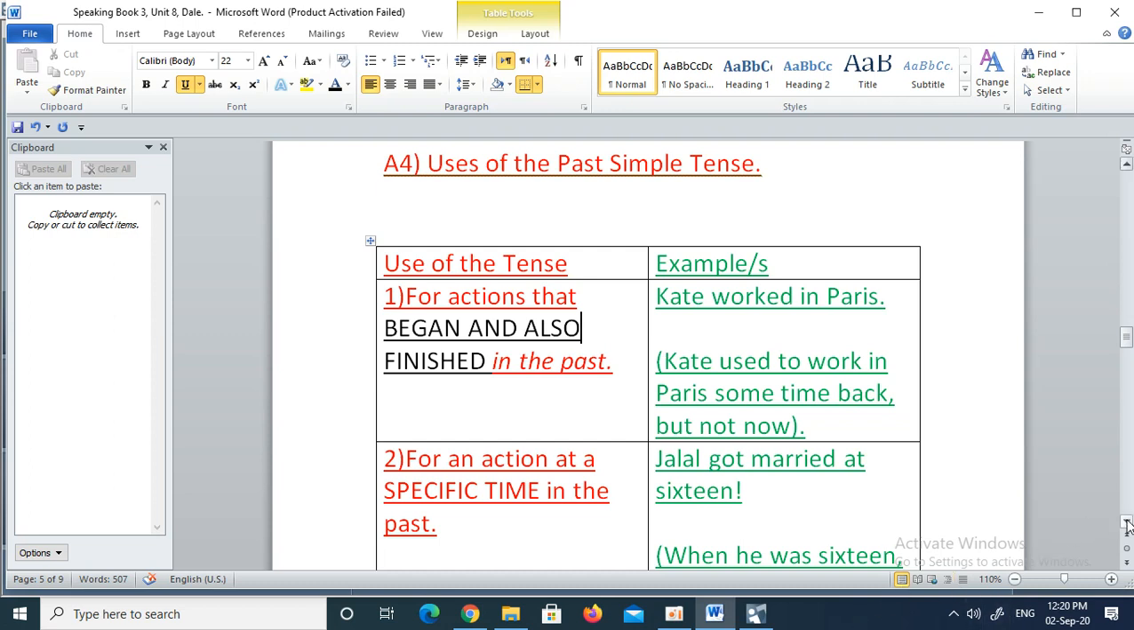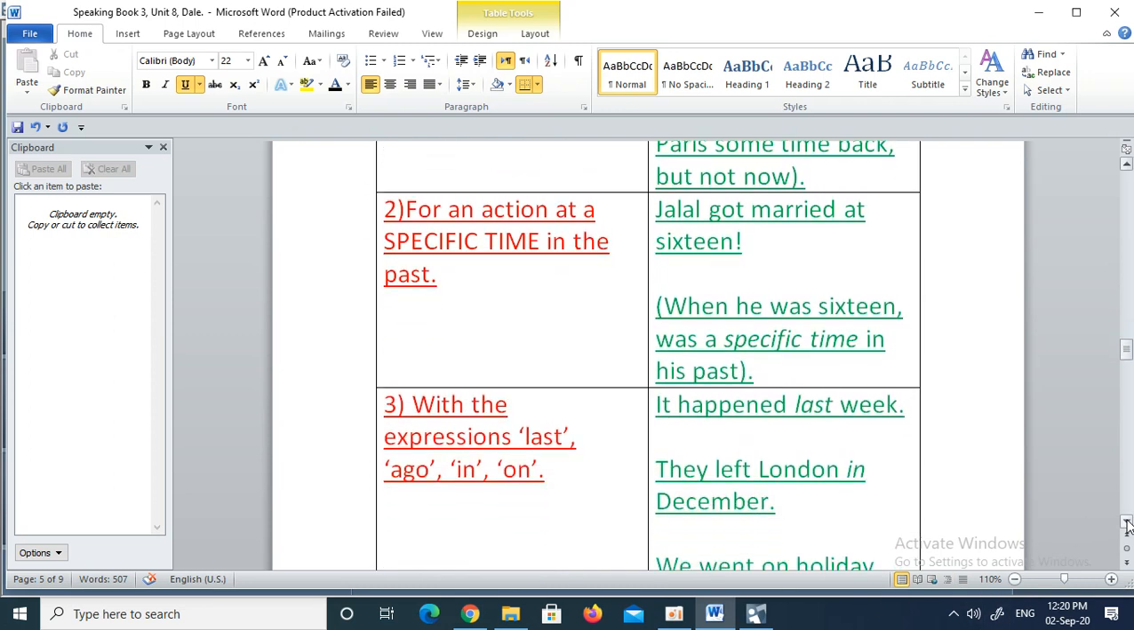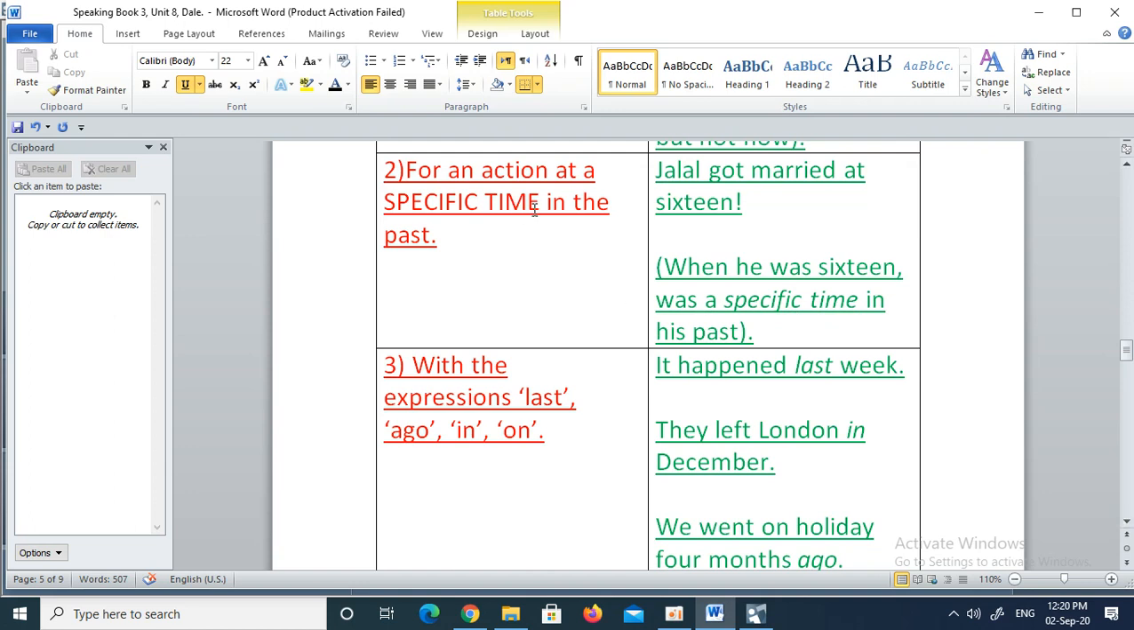Now, we also use the past simple tense for an action that happened at a specific time in the past.